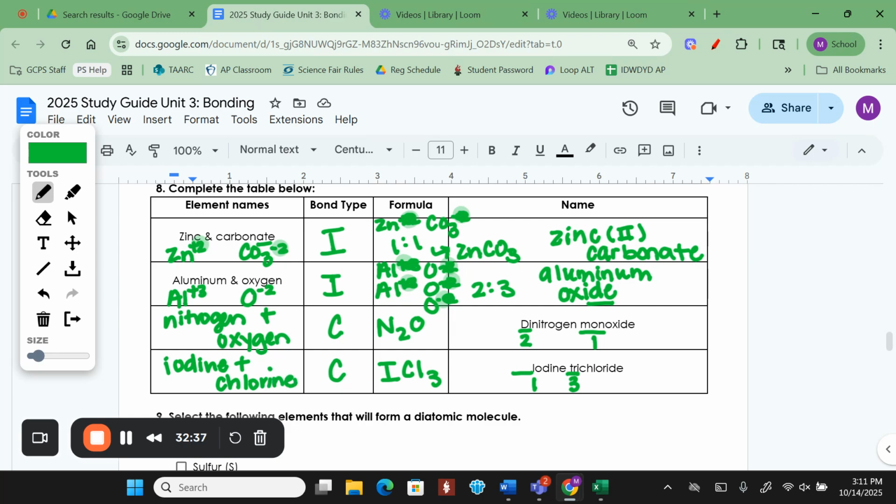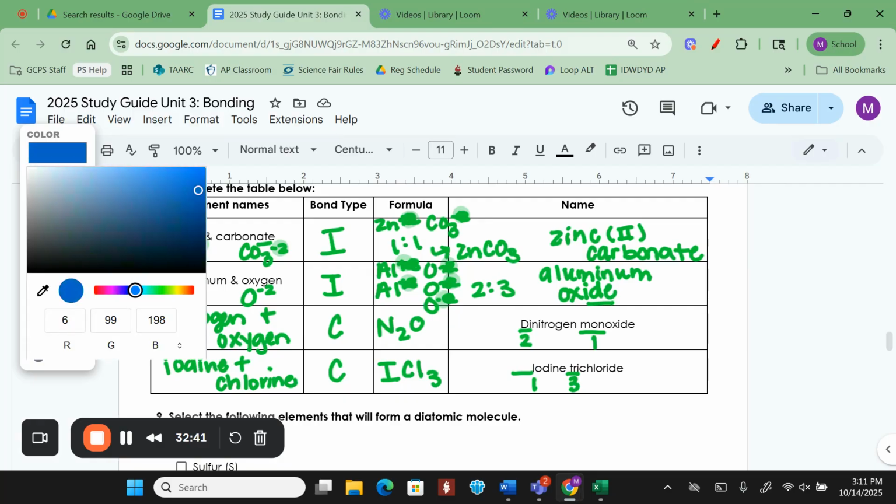Let's pause and talk about prefixes for a second. So prefixes are going to require a little bit of knowledge, but you've been surrounded by them your whole life, all the way up to 10.